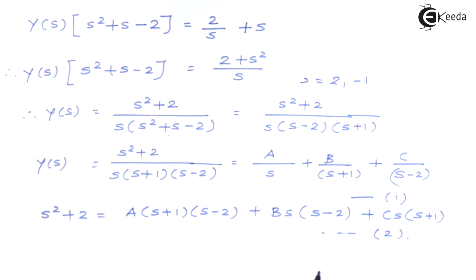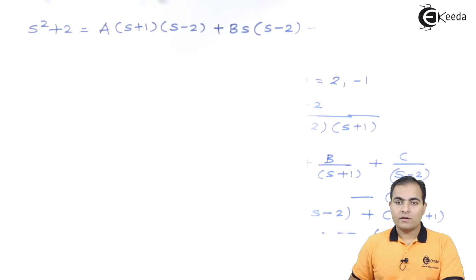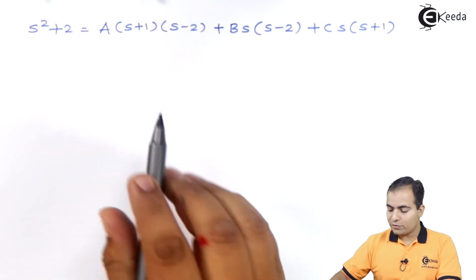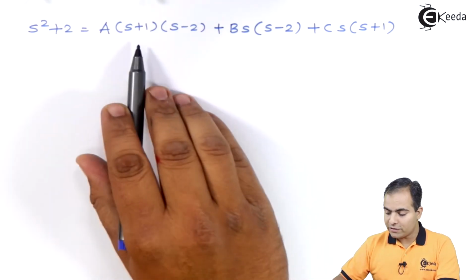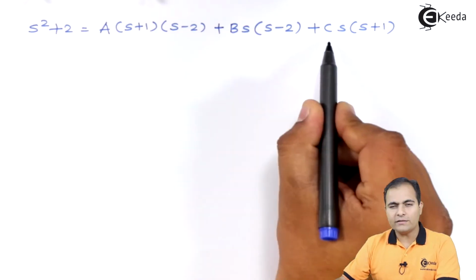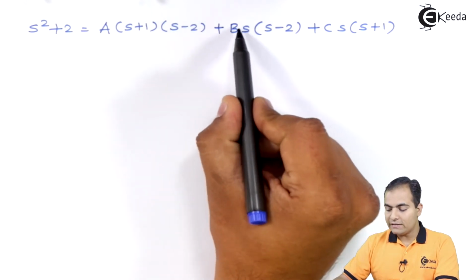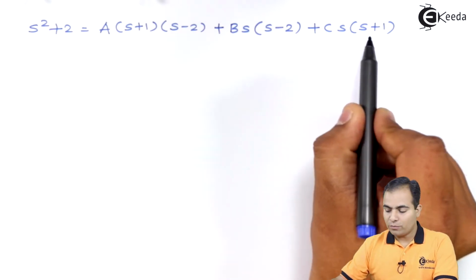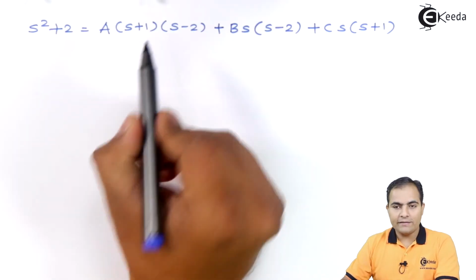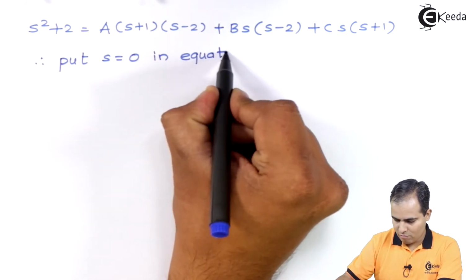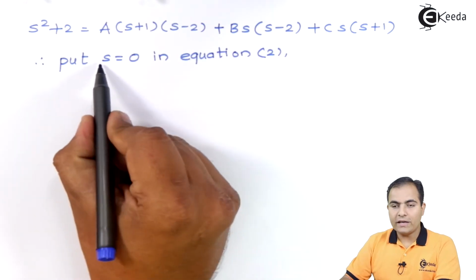Now, what is our next step? I'm going to substitute the values of s to calculate the values of A, B, C. Now, this was our equation. We have to substitute the values of s to calculate the values of A, B, and C. So first of all, which term are we going to substitute? If I substitute s equals to 0, then automatically the B and C terms will get cancelled, because as s equals 0, the 0 will be multiplied with the whole term B and with the whole term C. So both these terms will get automatically cancelled. Only the A term will be there. So I'm substituting s equals to 0.